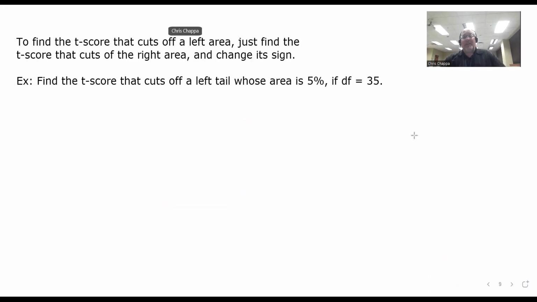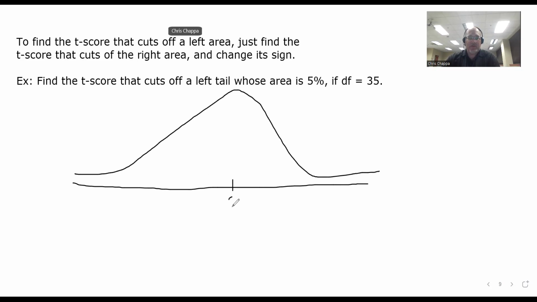To find the t-score that cuts off a left area, just find the t-score that cuts off the right area and change its sign. Again, this is based on symmetry. Find the t-score that cuts off a left tail whose area is 5% if the degrees of freedom is 35. Left tail, 5%. Area equals 5%, and we have degrees of freedom is 35. There's not a visual for the degrees of freedom. It's just a measurement. And we want to find what this t equals. Well, 5% and 35 degrees of freedom.